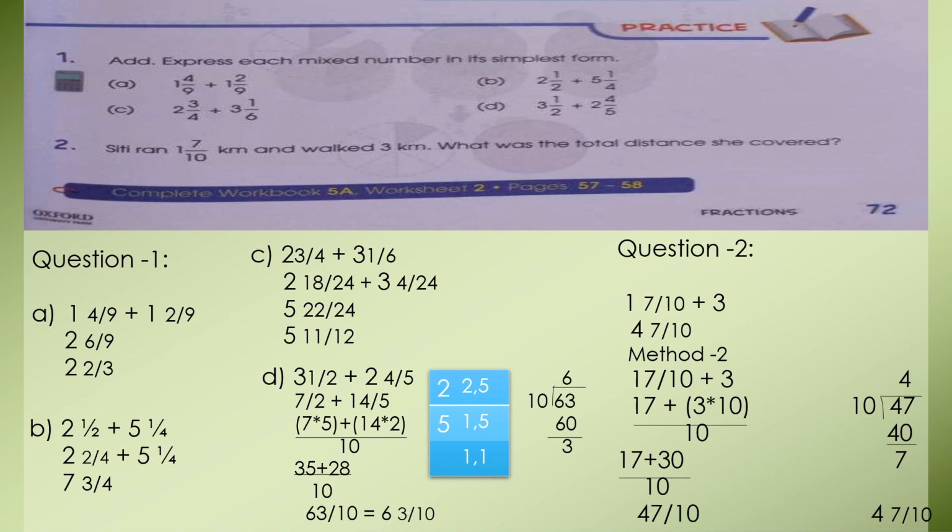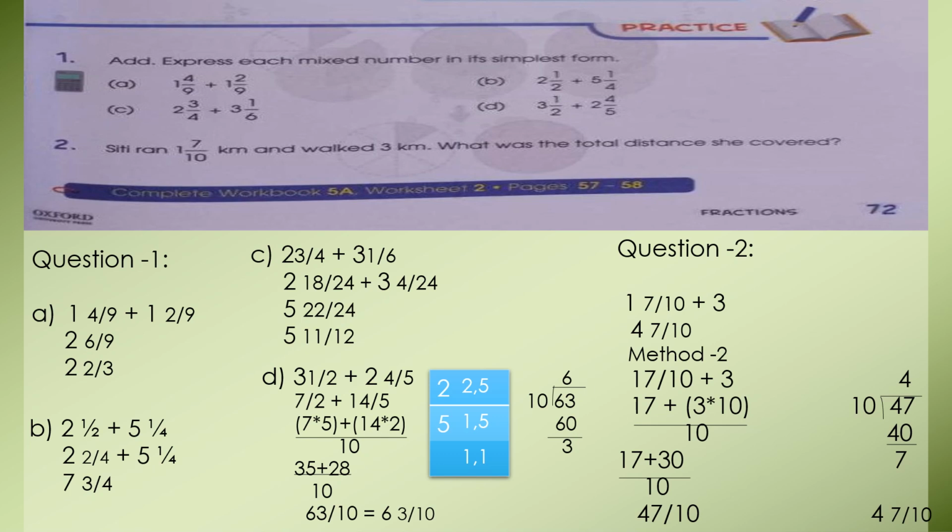Here comes the last part, which is a practice question. In question number 1, we have to add and express each mixed number in its simplest form. So starting with part A, we have 1 whole number 4 over 9 plus 1 whole number 2 over 9.